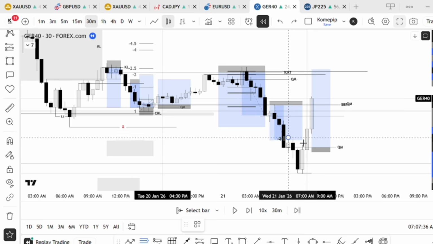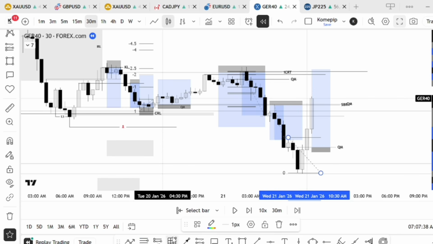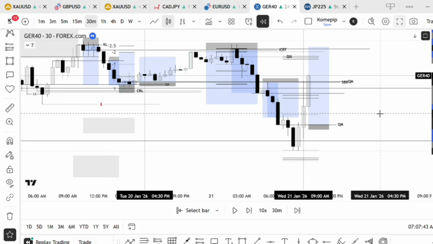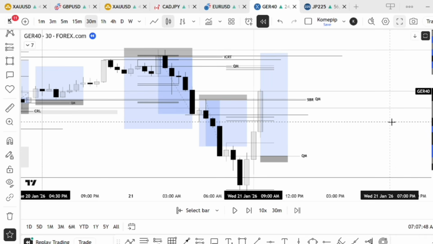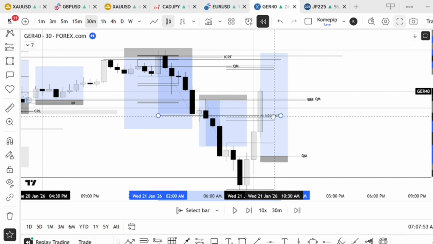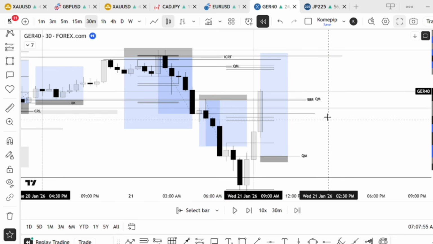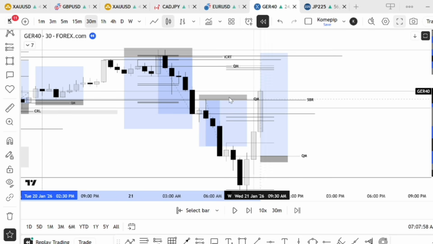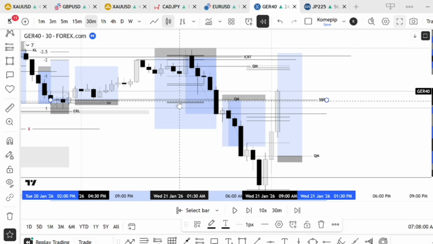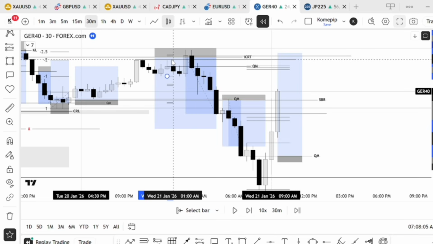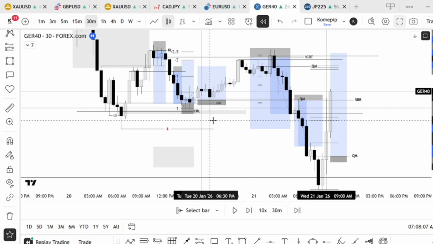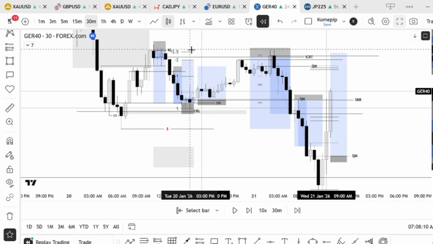What else can I do? Yes, I can choose to use this. So this might tell me that, okay, price might want to continue to the upside. This is an overlapping QM. Can we remove this? Can we clear some of this already, or just reduce? And like that. Now let's remove this.